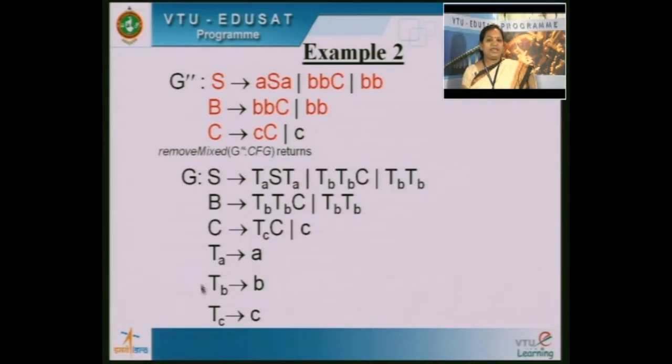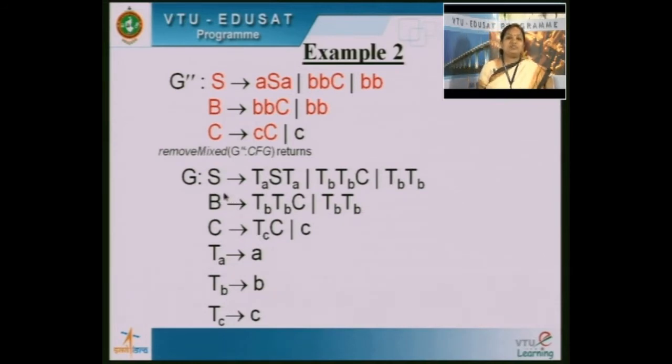TA tends to A, TB tends to B, TC tends to C, and substitute wherever you have A as TA, B as TB and C as TC. And this is the grammar obtained after eliminating mixed productions.